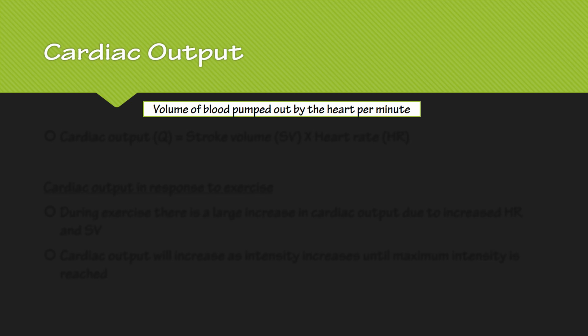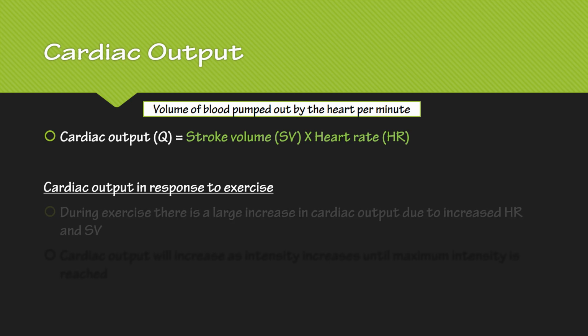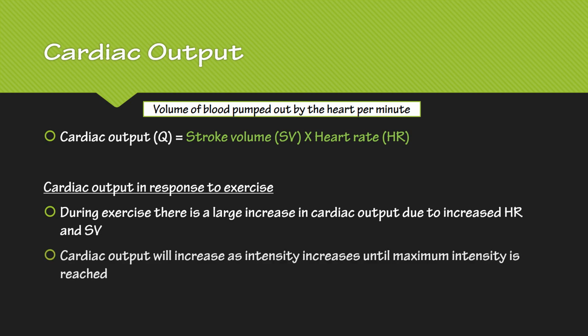And finally, looking at cardiac output, this is the volume of blood pumped out by the heart per minute, and it's calculated by multiplying stroke volume by heart rate. So if we increase the stroke volume or the heart rate or both, then cardiac output will increase. Now obviously cardiac output during exercise increases, and there is a large increase in cardiac output especially during high intensity activity, and this is because we get an increase in heart rate and an increase in stroke volume. Cardiac output will increase as intensity increases until maximum intensity is reached.